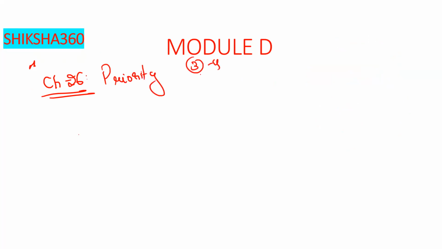Next comes our module D, which is chapter number 26. That is an easy chapter, totally based on the priority sector, and we will definitely get a 3 to 4 marks question from that. Priority sector latest guidelines, in the education sector and the MSME sector. They will ask questions from that.